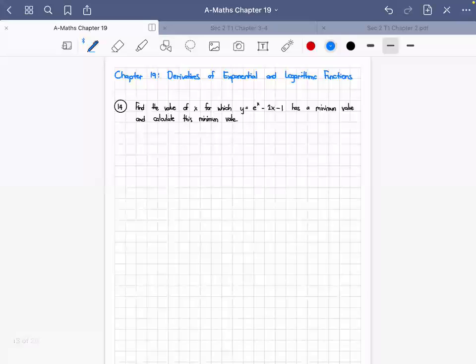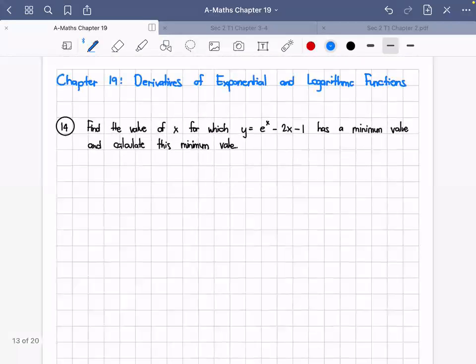All right, how about number 14, class? Okay, so can you please do this first? Maybe I'll give you 2 minutes. So find the value of x for which y is equal to e raised to x minus 2x minus 1 and has a minimum value, and calculate this minimum value. So how do we compute for this? How do we answer this kind of question? All right, number 14. Try to answer this.